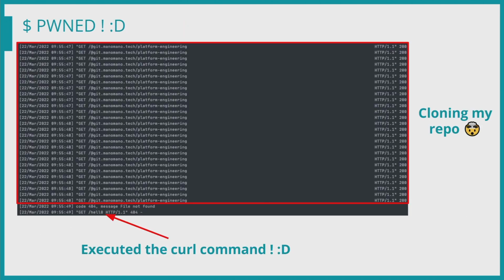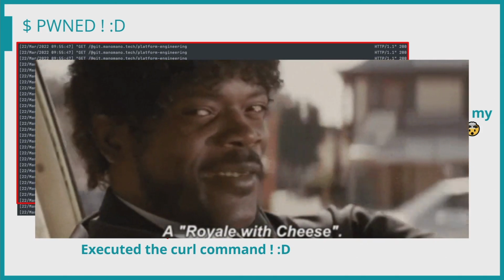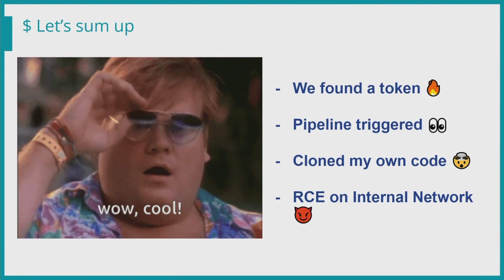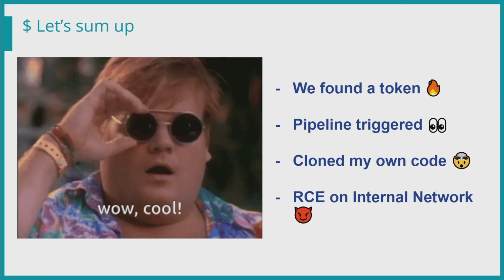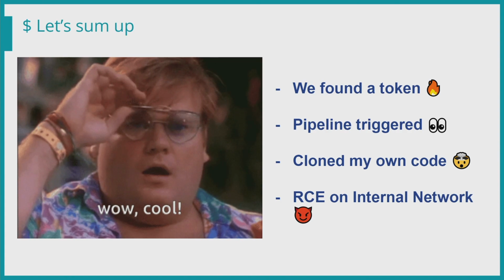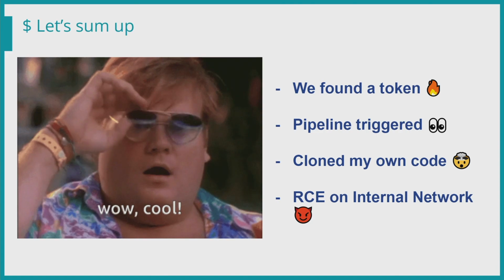It actually cloned my repositories, and then I got a curl back to my server. And at that moment, I managed to get a remote code execution in zero-click at Mano Mano. I managed to get my royale with cheese. So just to sum up, we found a token in the public JavaScript. Then we triggered the pipeline that cloned my own repositories, which means that we got remote code execution on the internal network of Mano Mano. So that was super fun.